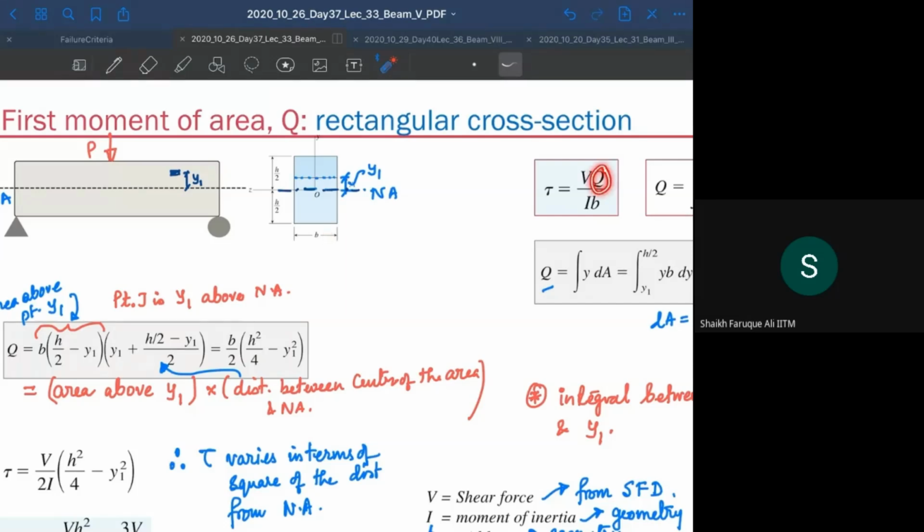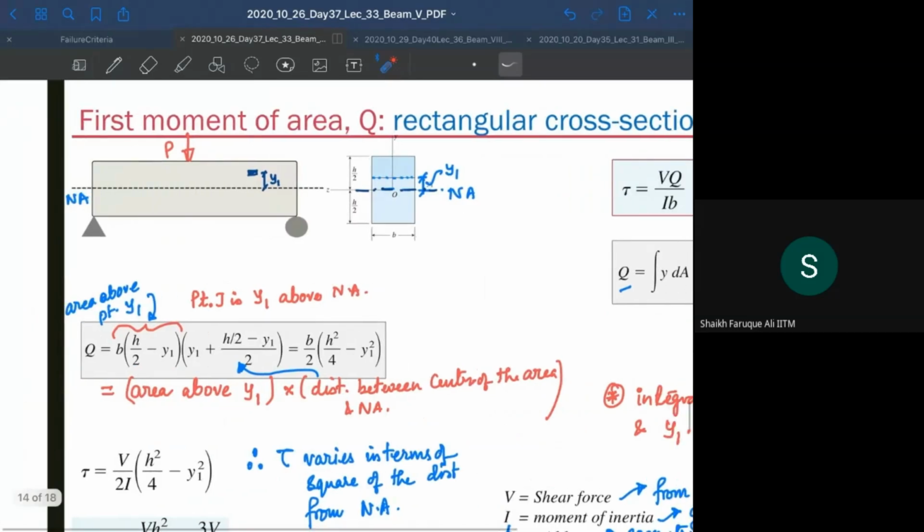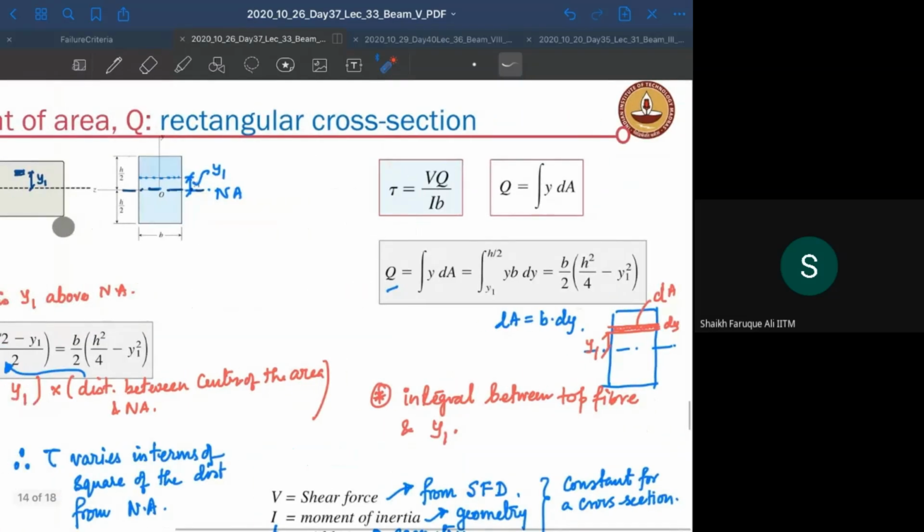Now we have to calculate Q. Q is the integral of y dA. Remember that when we developed it, we developed Q for the section above the section I'm looking at. So we are looking for Q for the section above it, between h by 2 and y1. So what is this? The integral of y dA, going from y1 to h by 2, y into b into dy. What is dA? The width is constant b, so dA is b into dy.